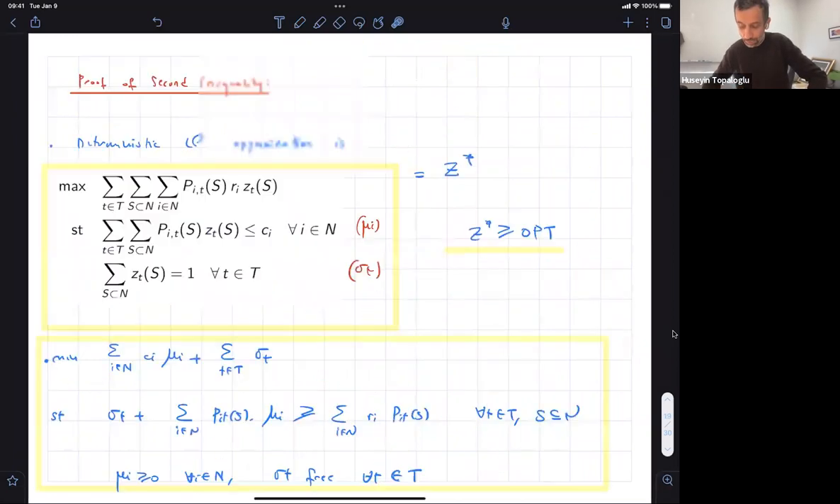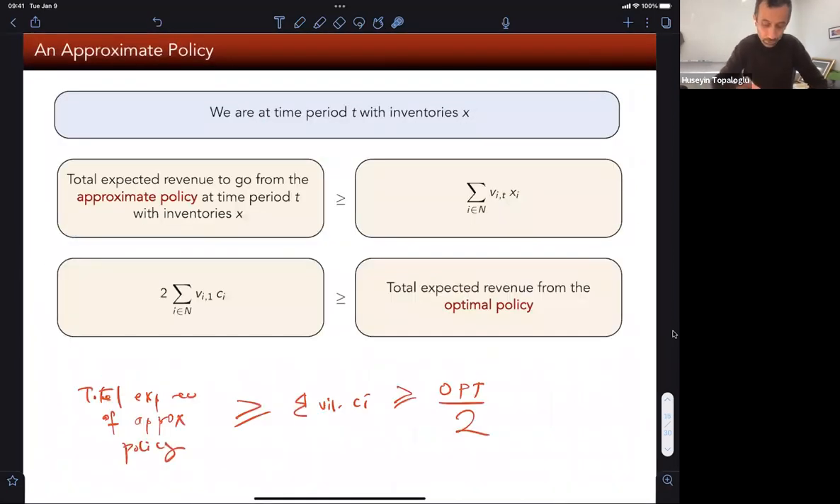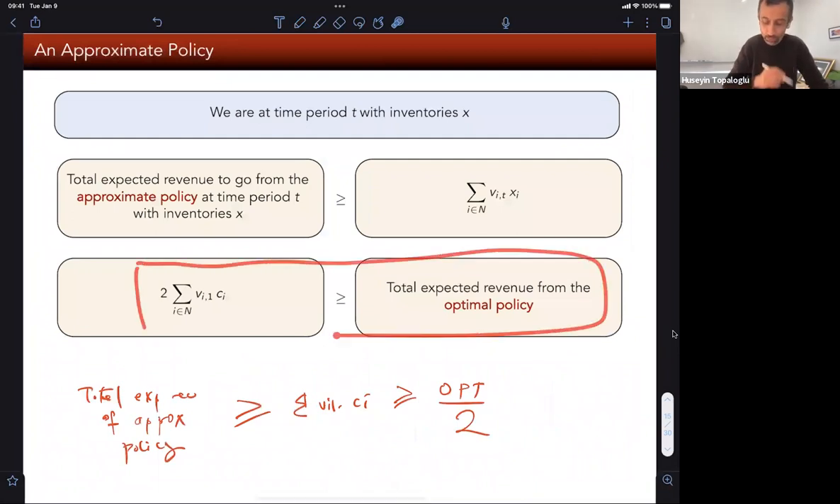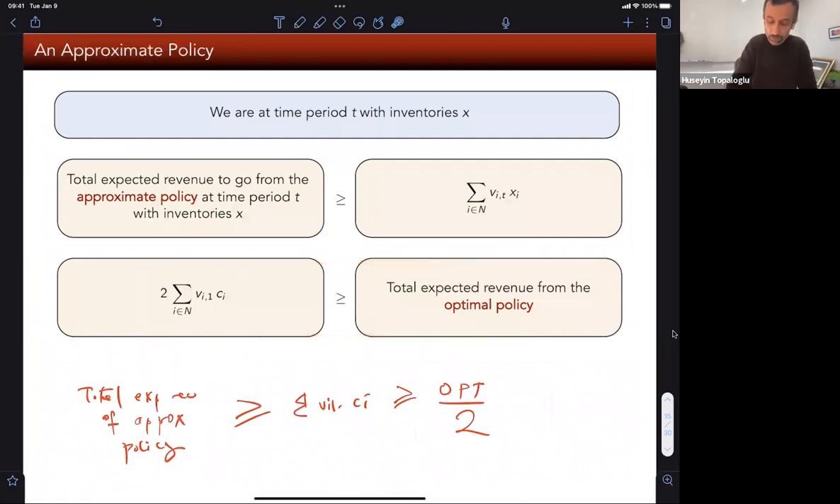So now I'm putting it all together. We showed this one by using a feasibility argument in the deterministic linear program and using the fact that the deterministic linear program gives me an upper bound on the optimal total expected revenue. We showed this one by backward induction over the time periods, and then that gives us the total expected revenue for our approximate policy, at least half of the optimal total expected revenue. Good. Let me stop here.